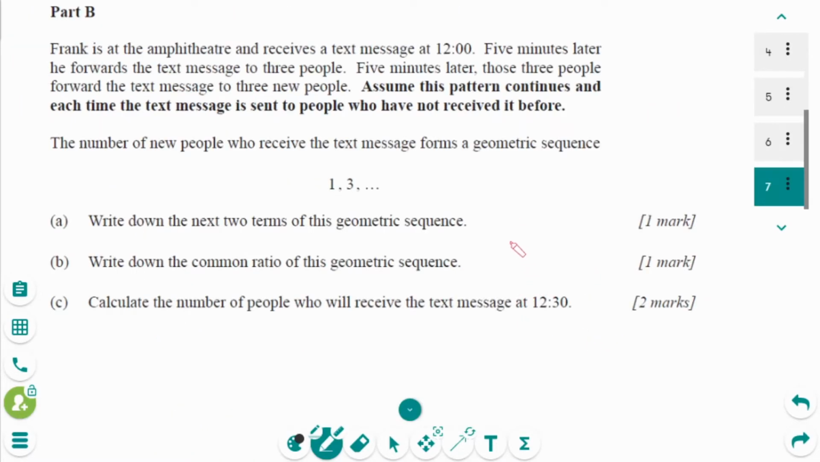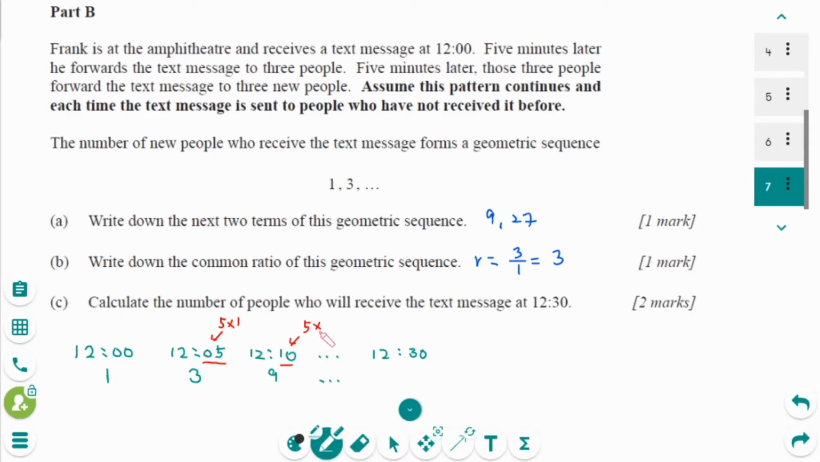Part A is 9 and 27, and number B, r equals 3 over 1, which is 3. Number C, this one is 5 times 1, the 10 is 5 times 2, 30 is 5 times 6. So 0 means 5 times 0. So 0, 2, 6. There are 7 terms. So u1 equals 1 times the ratio is 3 to the power of 6. The answer is 729.